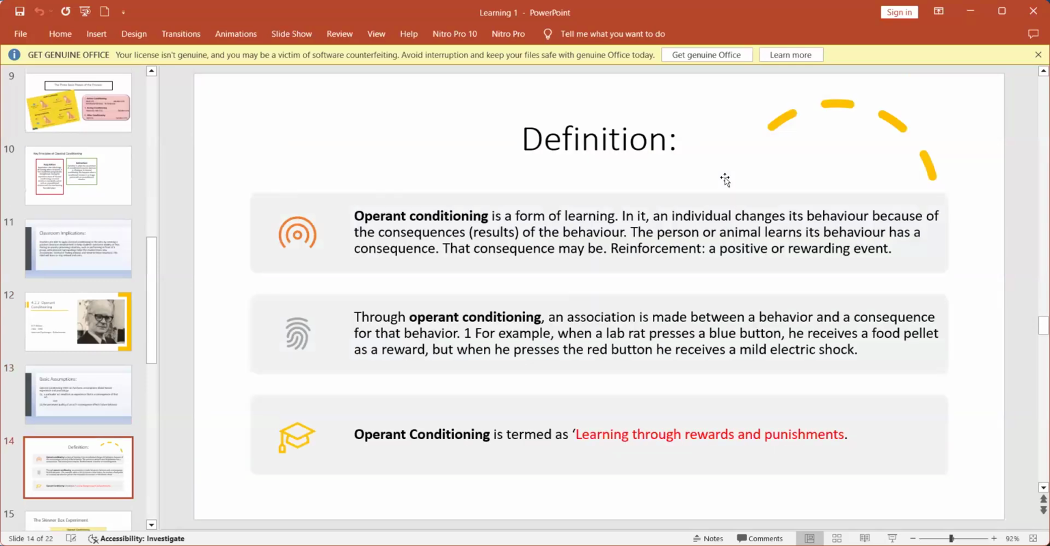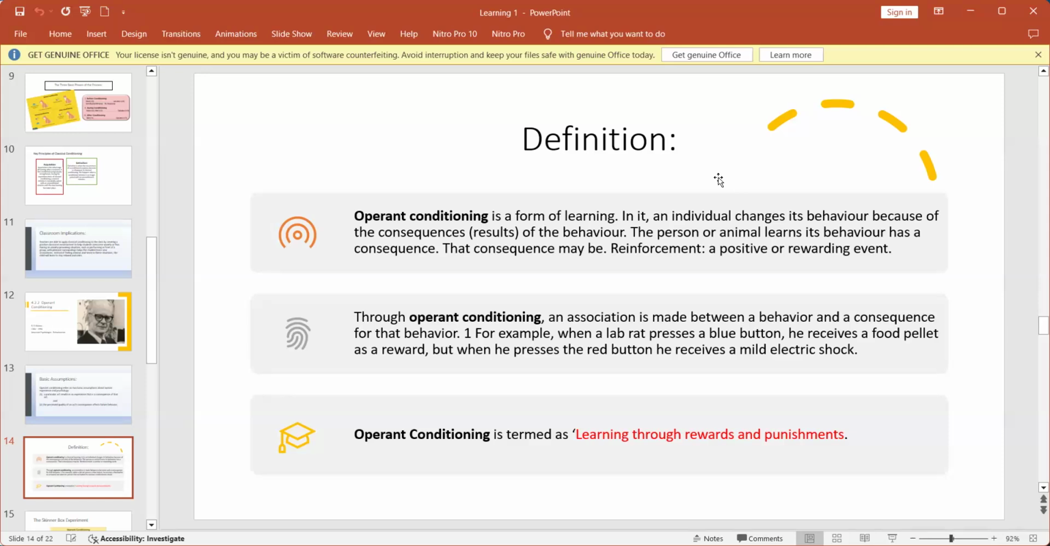But in operant conditioning, how does learning happen? If you take classical conditioning, learning happens through the association or bonding of a neutral stimulus with the unconditioned stimulus. So in operant conditioning, how does learning happen? In operant conditioning, learning happens through rewards and punishment. Okay.